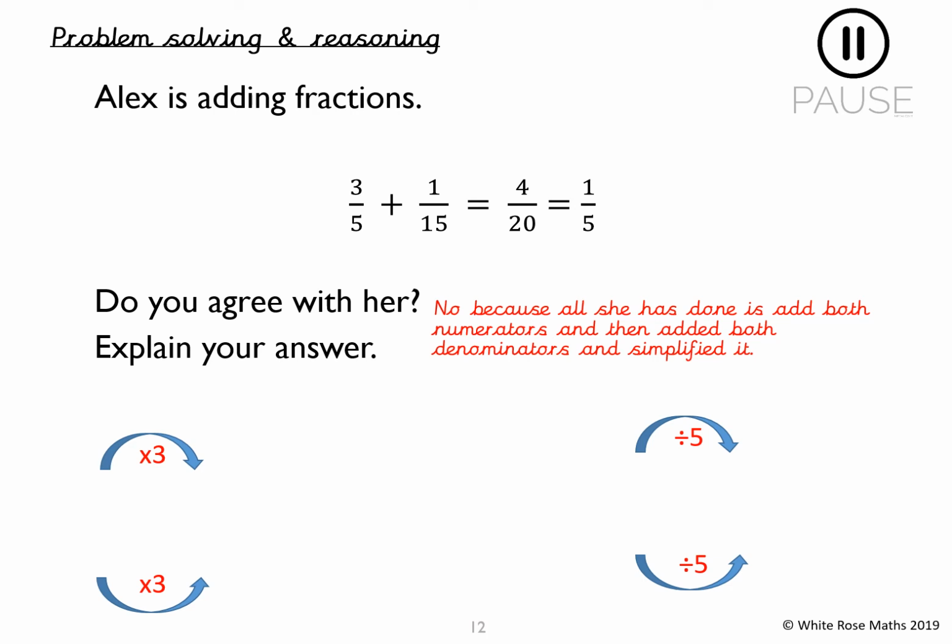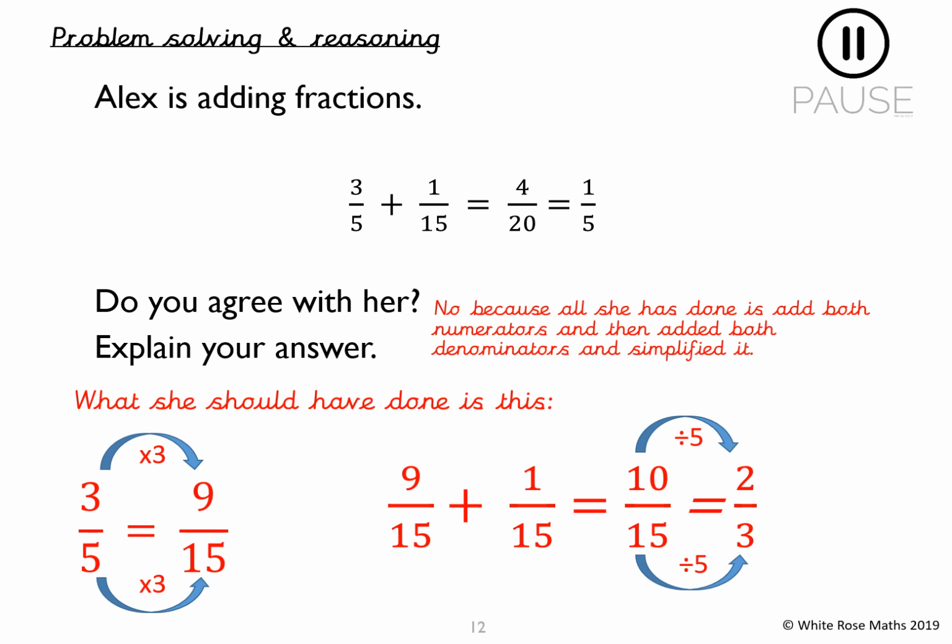the numerators and she's added those together to make 4. 3 add 1 is 4, and then she's added both the denominators together. So she's made the classic mistake there. What she should have done is converted it so that both denominators were the same. So she should have said 3/5 is equivalent to 9/15. I know that because I times 5 by 3 to get 15, so I times 3 by 3 to get 9. So the question becomes 9/15 add 1/15, which equals 10/15, and then that can be simplified by dividing the numerator and denominator by 5 to make 2/3.